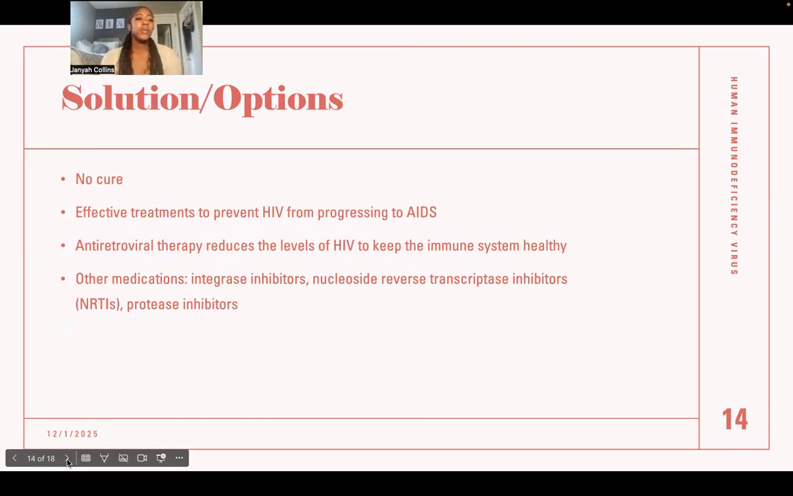So now we're going to move on to our solutions. Currently, researchers are working on a cure. So right now there is no cure for HIV, but there are effective treatments to help prevent HIV from progressing to AIDS. Like I just mentioned, antiretroviral therapy reduces the level of HIV to help the immune system stay healthy. It's a combination of medications, and these medications can be taken by mouth, as in a pill, as prescribed by your doctor, or used through injection. And you want to take it once every 1 to 2 months.